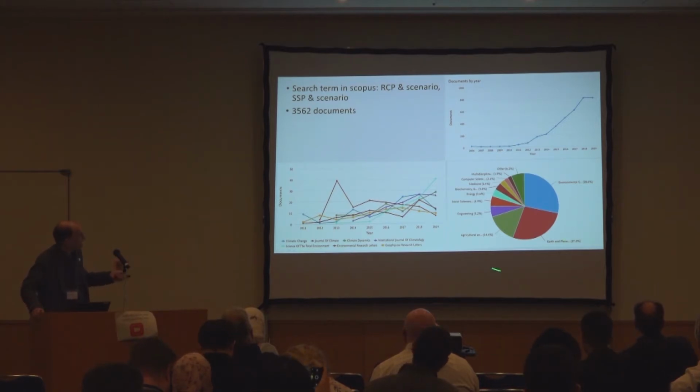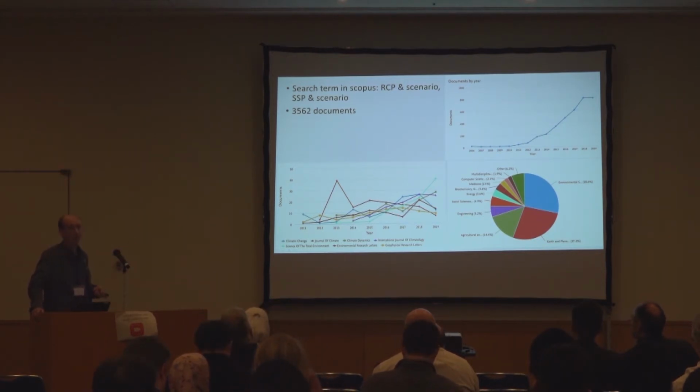This is also the type of topics that these papers are handling. Again, Earth and planetary sciences, this is the climate modeling community, but also environmental sciences, which is broader and integrated. And, as also already in Brian's presentation, you see that in the agricultural community there's a lot of use of the SSPs. So this is good news, people are picking up our work.